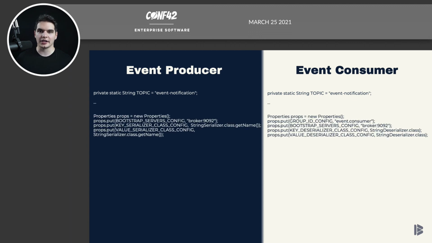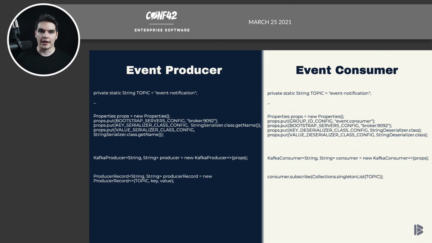Then, in the next section, we have to define some configuration. Both our producer and consumer need to know how to connect to the Kafka cluster and what serialization format to use. Next, we have to initialize a Kafka producer and a Kafka consumer. Pretty straightforward so far. Now, things start to diverge a bit. The producer has to create a producer record. You can consider a record as an equivalent to an event.